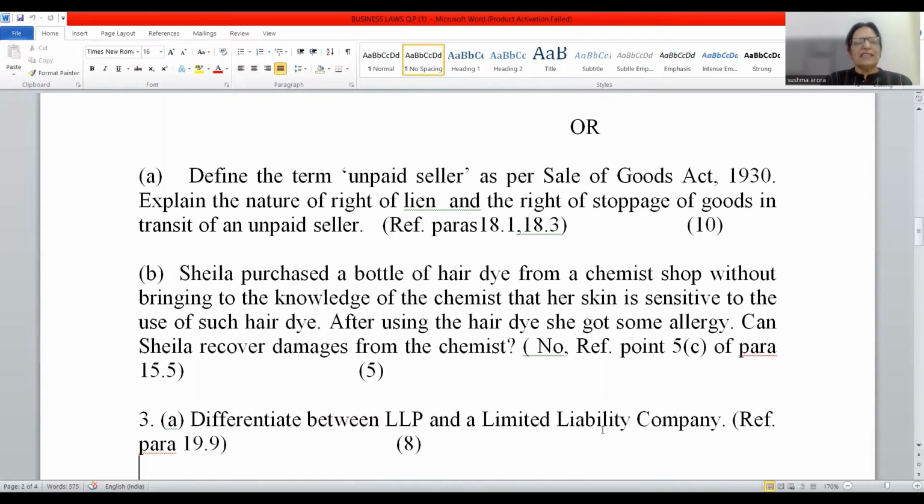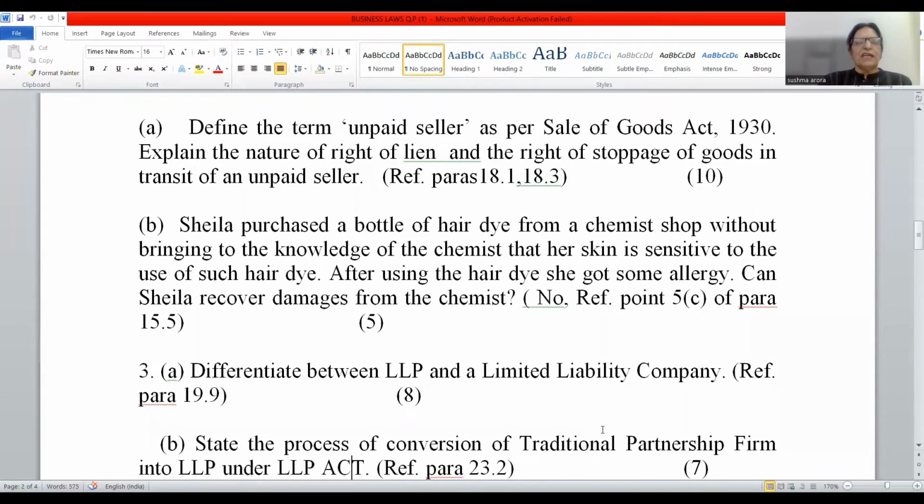Then next is the B part of the question. Sheila purchased a bottle of hair dye from a chemist shop without bringing to the knowledge of the chemist that her skin is sensitive to the use of such hair dye. After using the hair dye, she got some allergy.